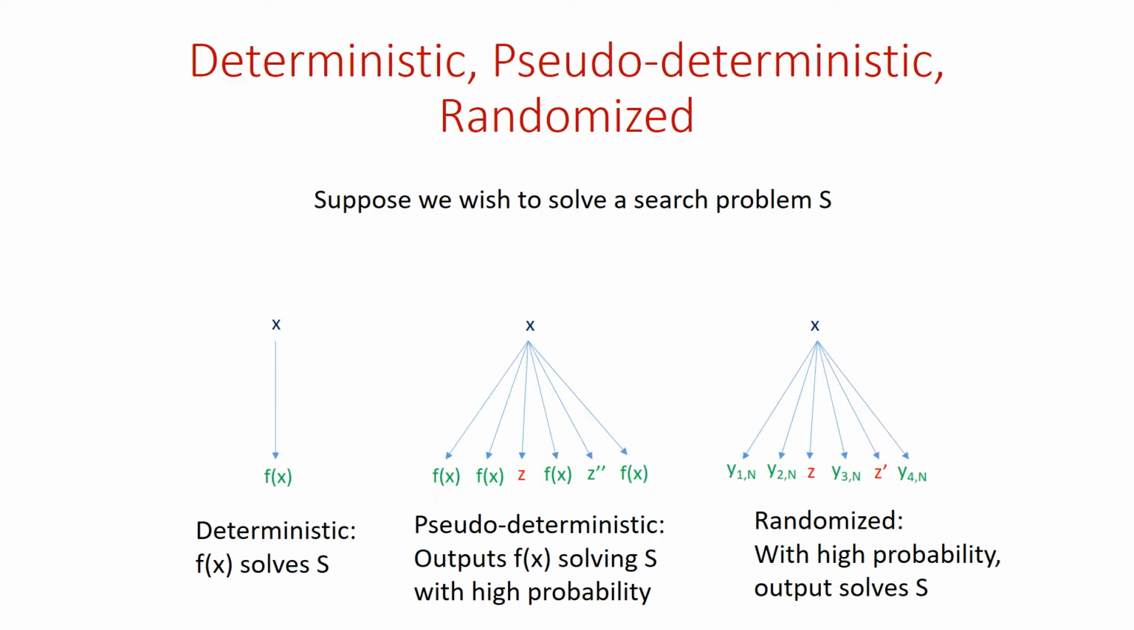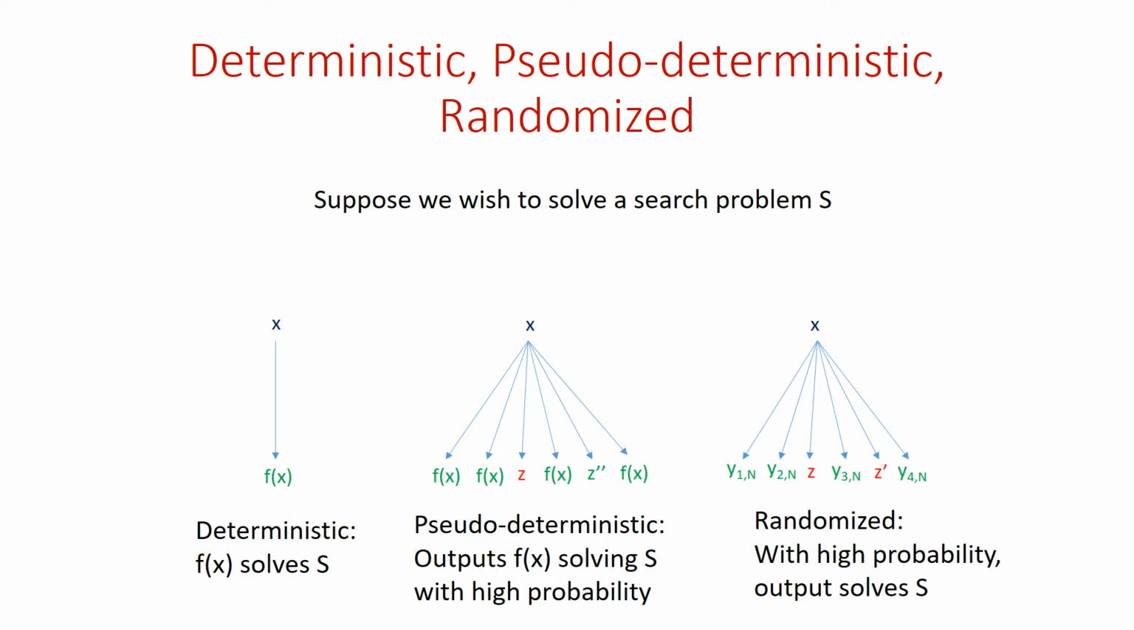So here's a slide just discussing these three notions. Pseudo-deterministic is sort of intermediate between deterministic and randomized. Suppose we wish to solve the search problem S. It's a very general notion, so we can consider it as we do here in the query setting, but it's been considered before in the standard complexity setting, in the setting of streaming algorithms, and so on. A deterministic algorithm solving a search problem computes f(x), where f(x) is the correct solution to S. A randomized algorithm with high probability computes a solution to S, but it could output different solutions on different computation paths. A pseudo-deterministic algorithm with high probability computes a fixed solution to S, outputs an f(x) that solves S with high probability.